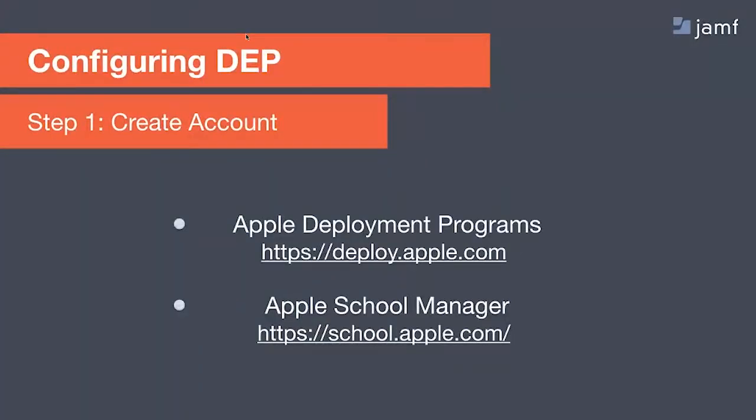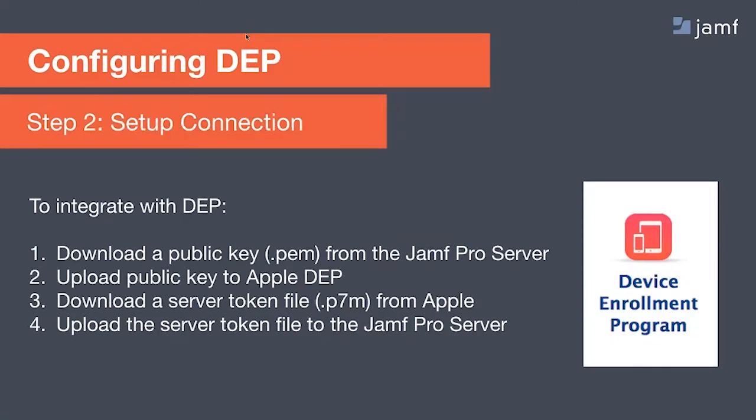The next part actually requires you to do some setup between your Jamf Pro server and the Apple Deployment Program website. There's a couple parts, but basically we're going to be downloading a public key from your Jamf Pro server and then uploading that to Apple. Apple will then provide a token back to you that can be uploaded into your Jamf Pro server. So as you can see, it's a download, upload, download, upload. Essentially, you can find DEP, or Device Enrollment Program, under your management settings, Global Management, and then Device Enrollment Program if you're logged into your Jamf Pro server.